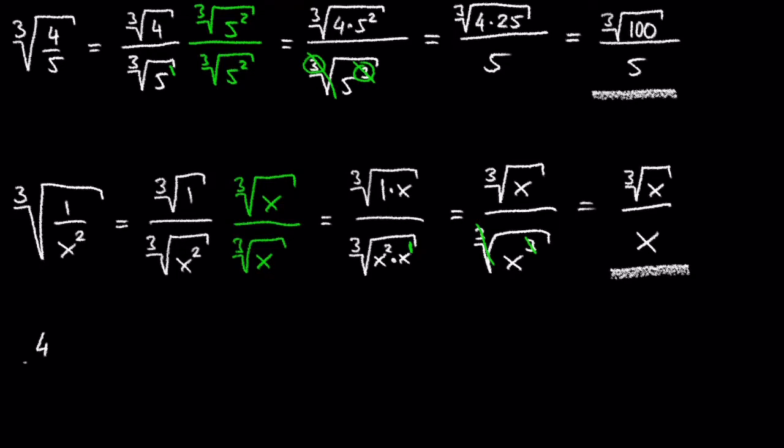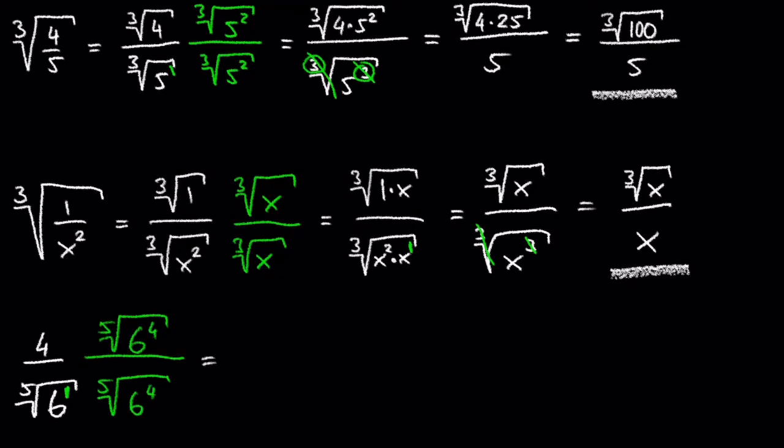4 over the fifth root of 6. Again, how can we get a 5 out of the 1? Multiplying by the fifth root of 6 to the 4 gives us the 5 in the exponent. Which we then can cancel out.